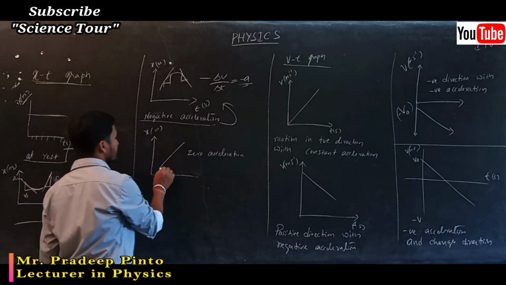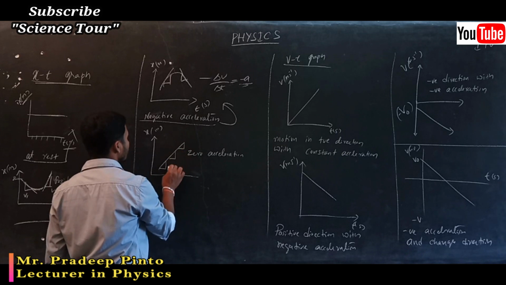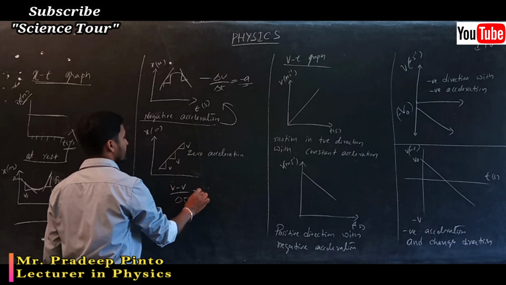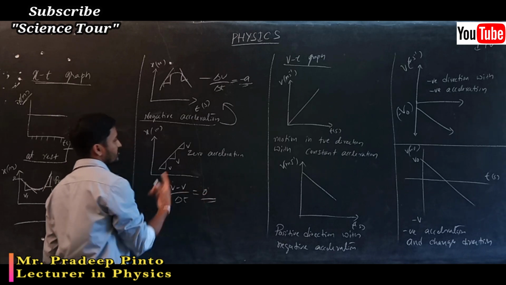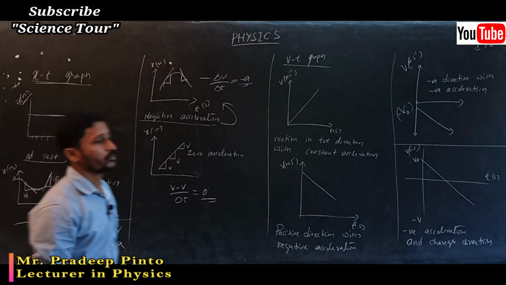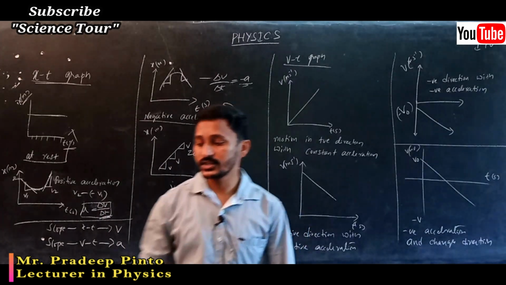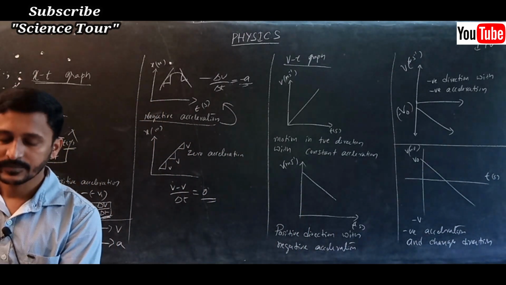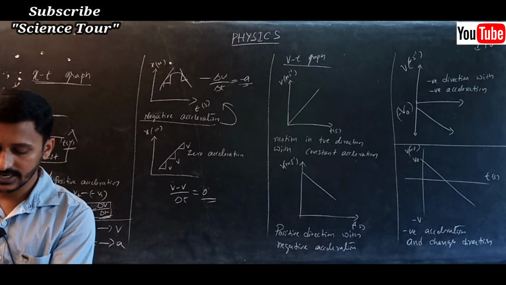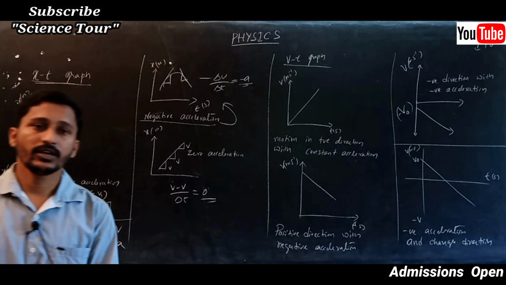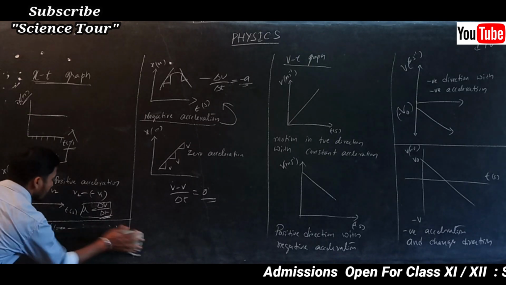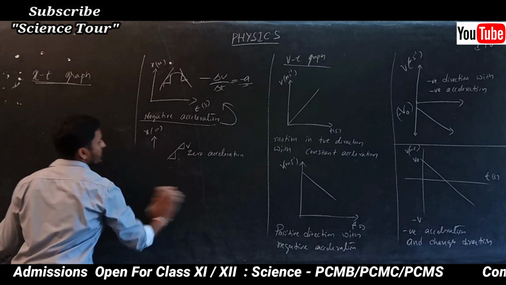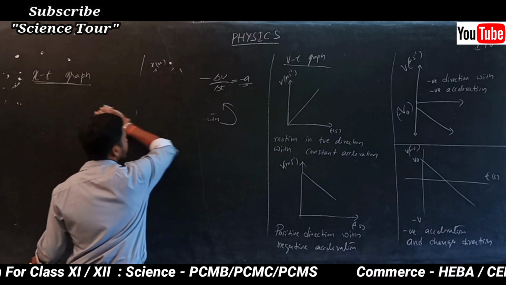Zero acceleration means wherever you find v is the same, so (v minus v) divided by delta t is equal to 0 only. So this is zero acceleration. These are the position time graphs for an object which is at rest, some in positive acceleration, some in negative acceleration, and some in zero acceleration. So this tells about the different types of position time graphs.